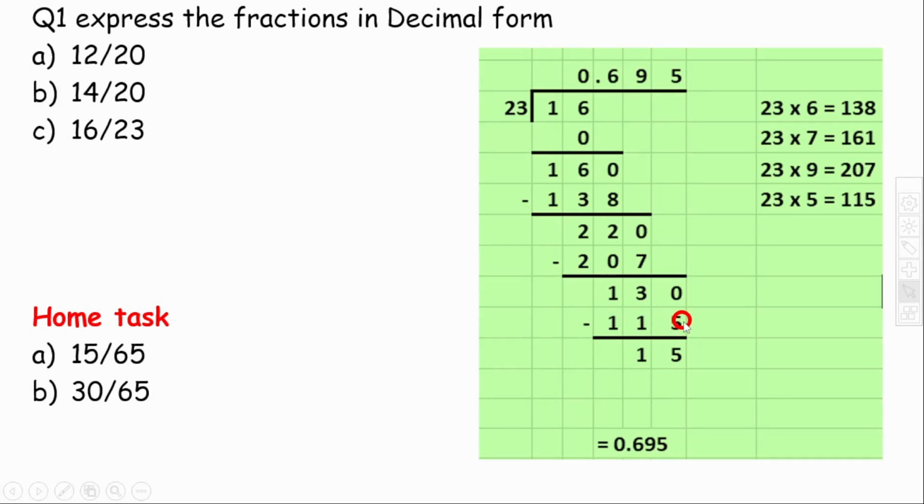115. You write it underneath. Then you now do the subtraction. Our final answer becomes 0.695.